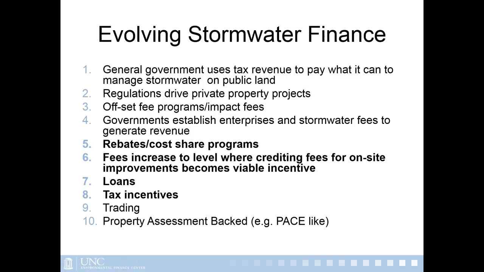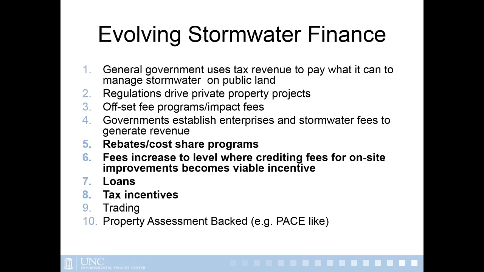Okay, so the next slide goes back to this concept of evolution, if you will, again. So just as the previous slide showed that the overall management approach to water quality has been evolving, the financing mechanisms for stormwater and water quality have also been evolving. So at first, point one here, you see that general tax revenue money was used to manage stormwater on public property. That was sort of the starting point. Then we started to see a suite of regulations that encourage projects on private property. Eventually, we saw impact fees and offset fees in cases like Jordan Lake in North Carolina, where developers were asked to pay a fee to mitigate the impact that their particular projects were having on water quality.